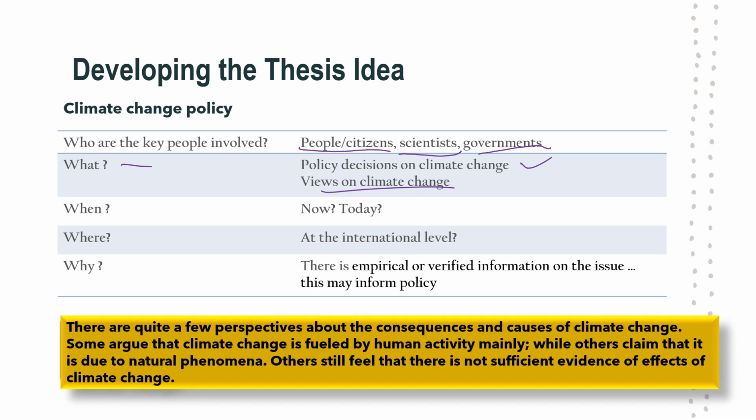You may say there are quite a few perspectives about the consequences and causes of climate change. Some argue that climate change is fueled by human activity mainly, while others claim that it is due to natural phenomena. Others still feel that there is not sufficient evidence of effects of climate change. Now, a statement like this may lead you to compare ideas or perspectives, or you may want to classify ideas or perspectives. So right away you may see yourself leaning towards a certain rhetorical strategy.